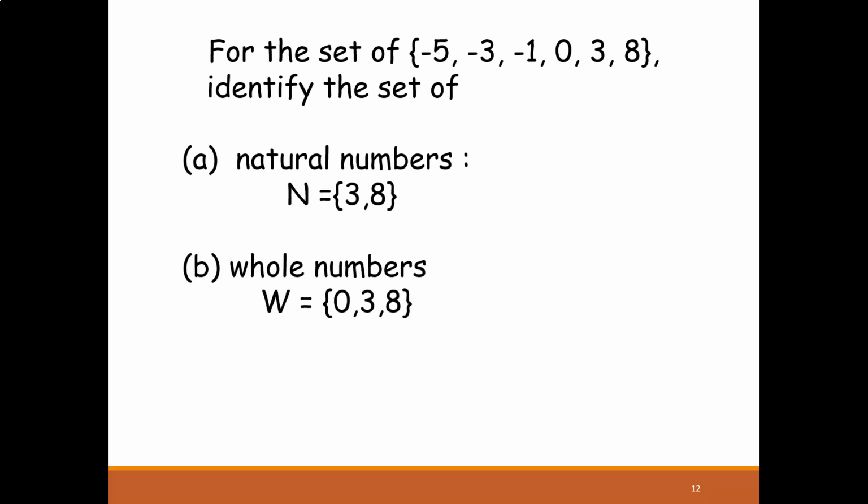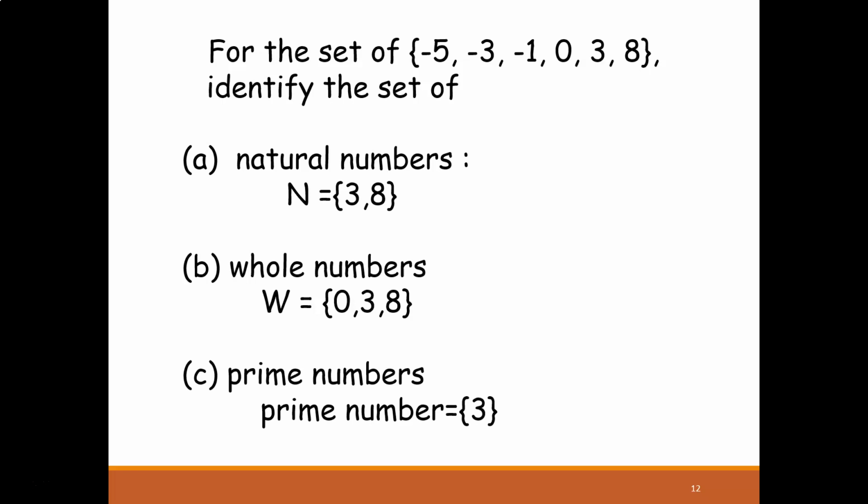Okay, next we have the set of these numbers. In this set we have -5, -3, -1, 0, 3 and 8. Identify the set of natural numbers. So the natural numbers will be the ones you can count, yang you boleh kira. So it will be 3 and 8. Okay, you can pick the answer only from this set. How about whole numbers? Whole numbers mean you have to include 0, so 0, 3 and 8.